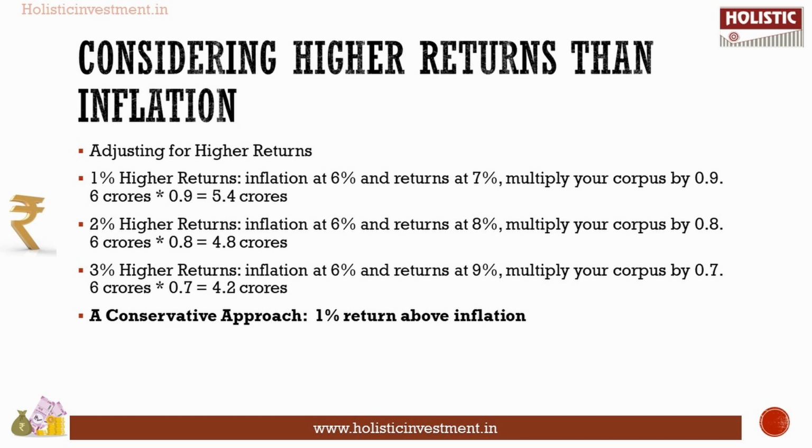3% higher returns. With returns 3% higher than inflation, that is inflation at 6% and returns at 9%, you need to multiply your corpus by 0.7. Thus, you would require 4.2 crores.